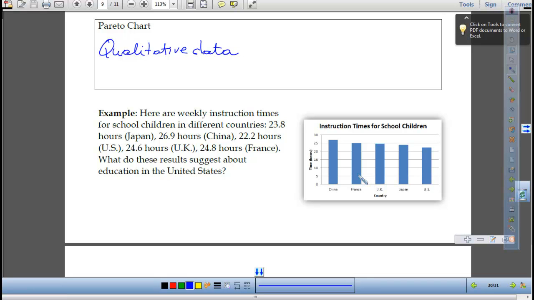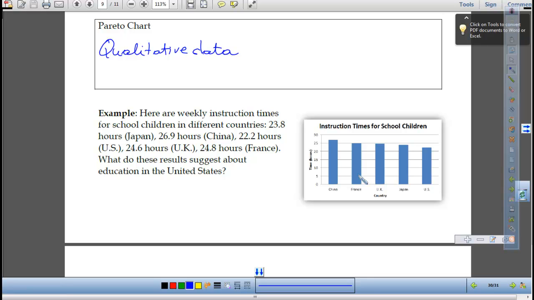All right, so here we have instruction times for school children. I've got my axes labeled and I've got a title. We can quickly look at this and say, who had the longest instruction time? China. We've got it arranged that way. Even on the spreadsheet, when I had the numbers listed together, these numbers are pretty close, and it took a second to pick out the one that was most frequent.